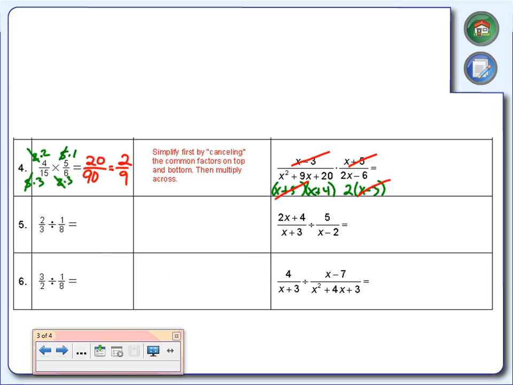So what am I going to be left with? Well, let's start with the top. What do I have left over on the top? Nothing. Of course, I'm not going to put nothing here because I do need a fraction. So it's just like any other fraction, we're going to use 1.